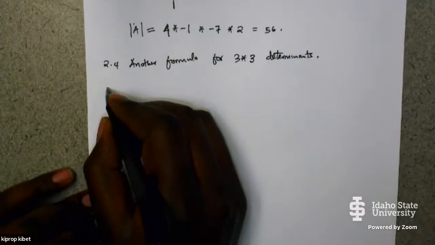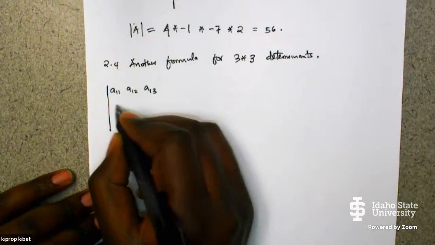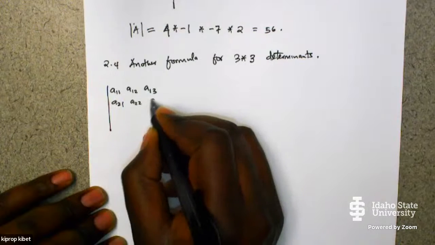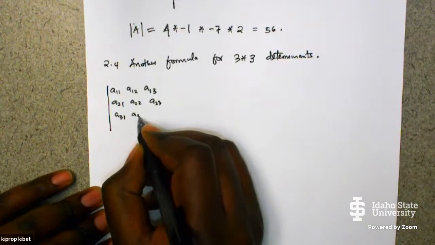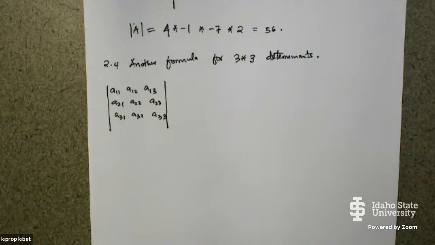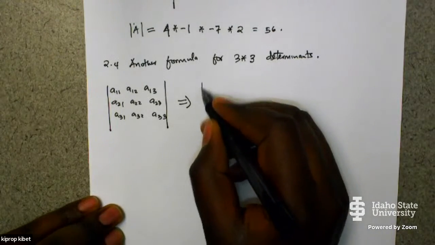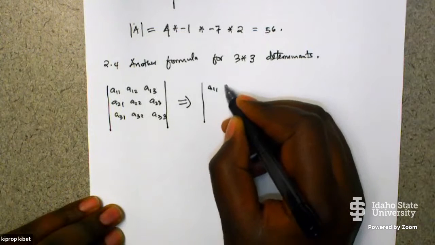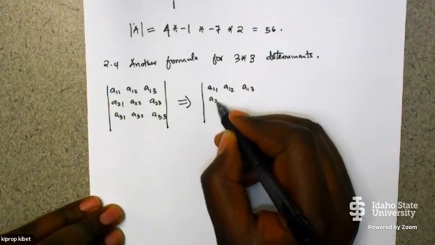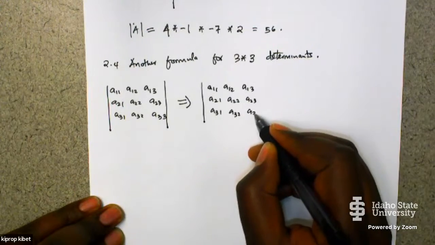So if we have A11, A12, A13, A21, A22, A23, A31, A32, A33, and we are told to get the determinant of that matrix, then what you do here is you put this A11, A12, A13, A21, A22, A23, A31, A32, A33.